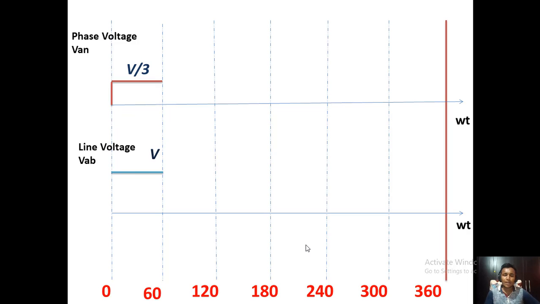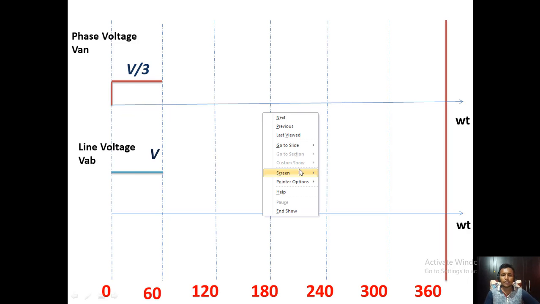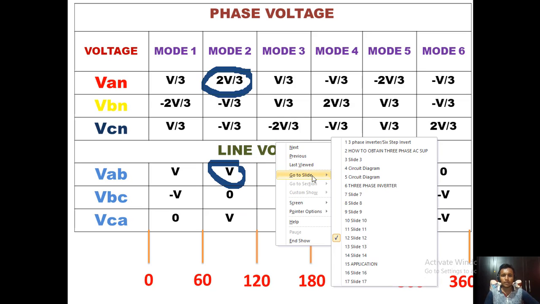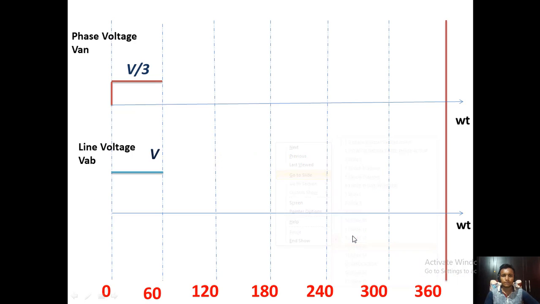Now in the second mode, that is 60 to 120 degrees, the phase voltage is 2V by 3 and the line voltage is V. So we have to draw in this 60 to 120 degrees, that is 2V by 3. So we can take a higher position, that is 2V by 3. And here from 60 to 120 the line voltage is the same. So we can draw the line the same.